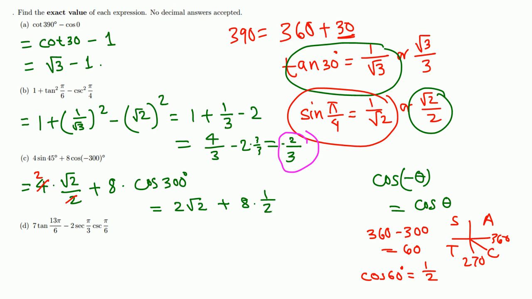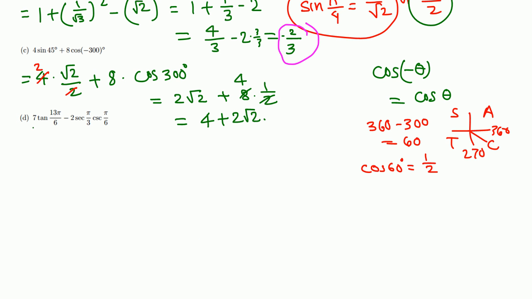So this is 1/2. Now 2 cancels 8 four times, so the final answer is now 2 root 2 plus 4. These are unlike terms, so don't try to combine. This is not 6 root 2, so you need to write both. Let me write 4 first: 4 plus 2 root 2. Again, this is not 6 root 2. This is the final answer. Let's move to the next.